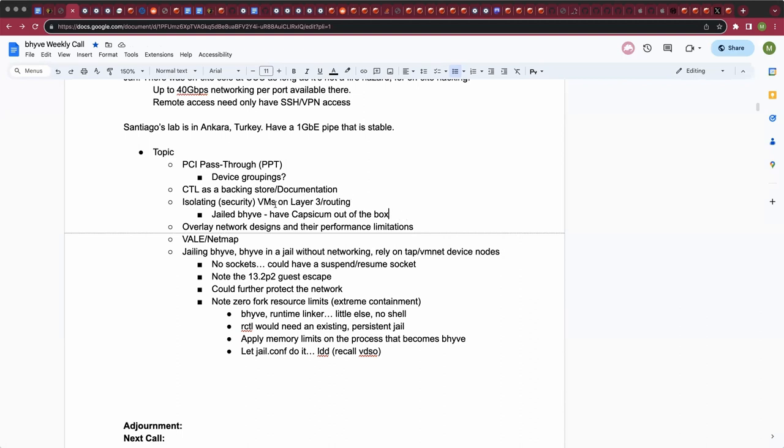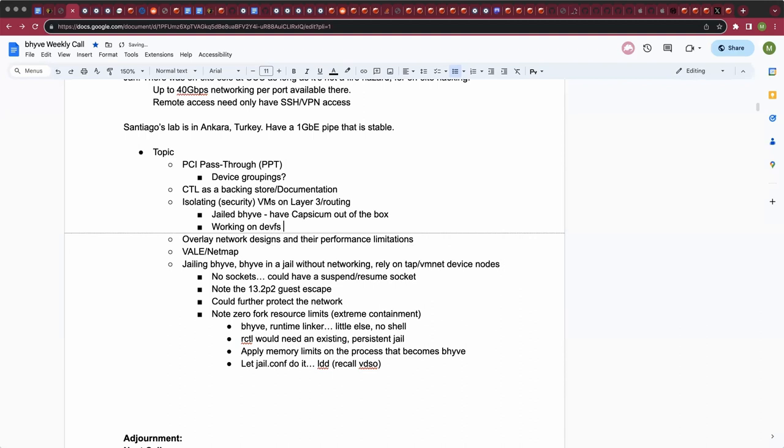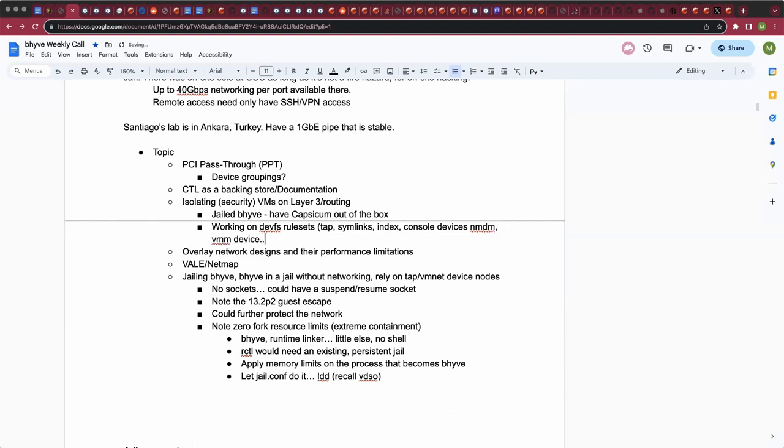Can you share any script, Jan, on that one? A working one? I'm working on dynamically generating the DevFS rule set to expose only the minimal set of devices. So that I only expose the tap symlink, the tap character device, the console devices, and NVMM, but only one side of it, then the VM device, stuff like this. That should work, but it takes a little bit of tuning. The problem is that I haven't found a great way to dynamically allocate the rule set number, so right now it's hard-coded in the jail.conf. But it works. The minimal jail is about 3.5 megabytes on disk.